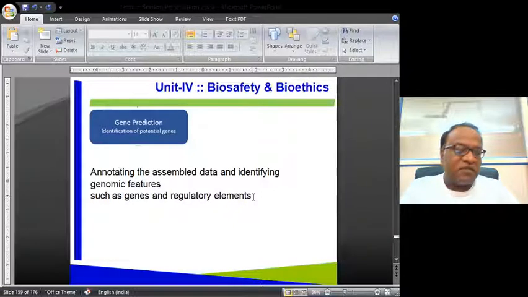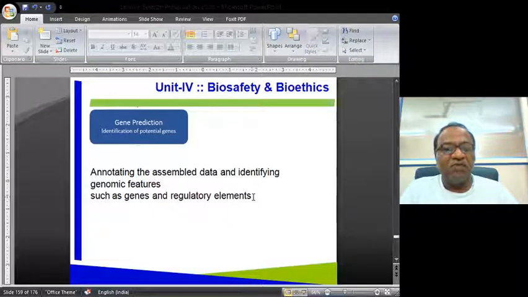So we have seen sequence, followed by that is the assembly and then the binning. Next step is gene prediction, that is identification of potential genes. It is all about annotating the assembled data and identifying genomic features such as genes and regulatory elements. So what we do in gene prediction? Identification of genes and regulatory elements. Fundamentally, it is the identification of potential genes.